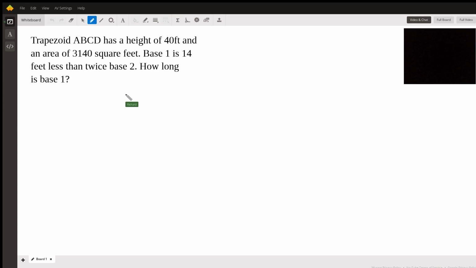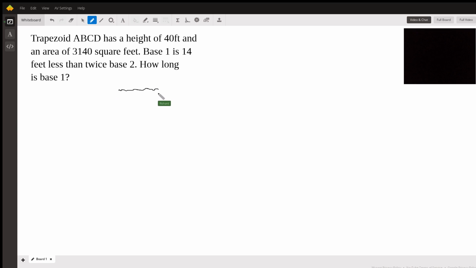But really what we need to do is just draw a little sketch here, and then we just need to remember the formula for the area of a trapezoid. So here's a nice friendly trapezoid, and we're going to call it ABCD. And there's our trapezoid, and we're told it has a height of 40. So I'll put an altitude in here, 40.